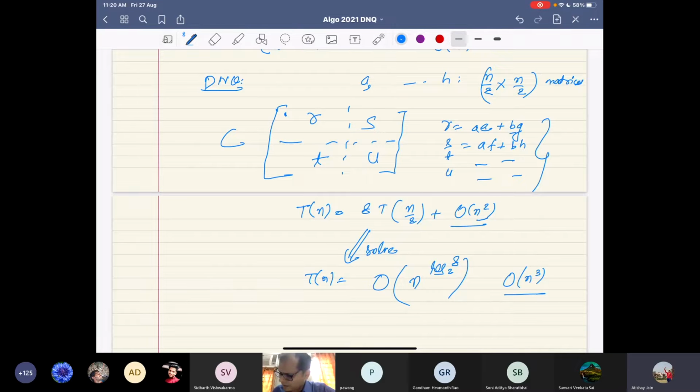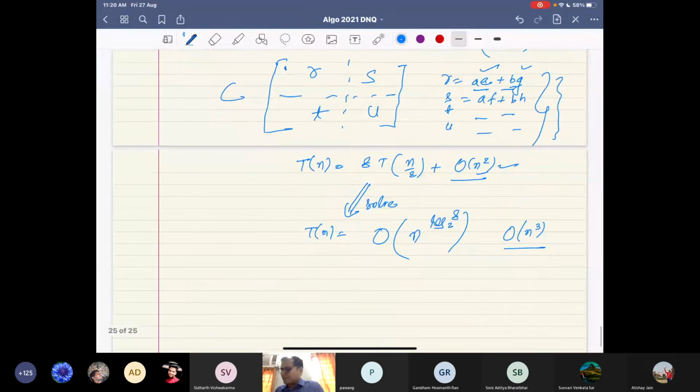Yes, you are asking how we get that? Right. So you see, you have to do this multiplication, but in the combine phase, you have to do these additions, right? So how many terms do you have to add? It's an n by 2 cross n by 2 matrix. So how many terms does it have? N square by 4. So you have to add the n square by 4 terms, right? And you do it in all the terms. So that is order n square. So solving, you get order n cube.